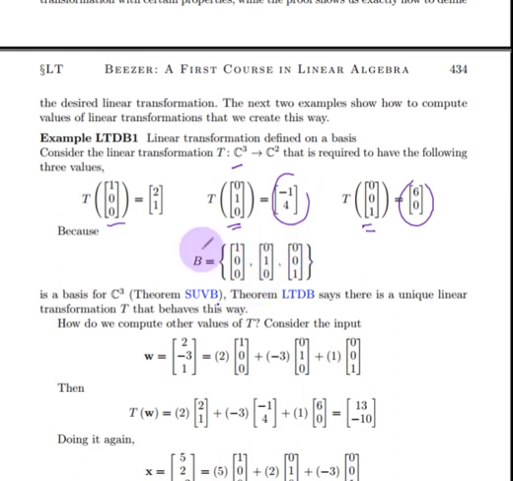Now we know this is a standard basis. We've defined T on each basis vector. That means that T should be defined for any vector in C3. How do we get T for any vector in C3?